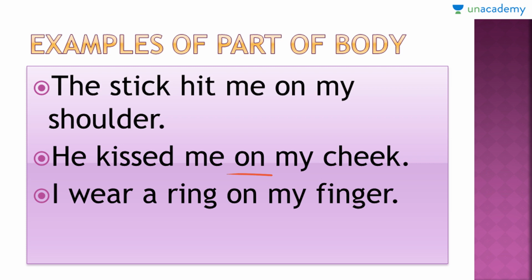I wear a ring on my finger. Saying something like I wear a ring in my finger is going to be a blunder. We always wear clothes on our body. We always wear spectacles on our nose. We always wear hair clips on our head. Everything that is done with body parts is described by using this word on.